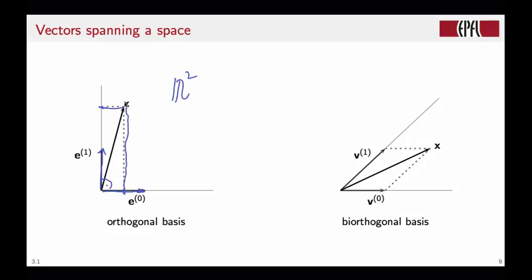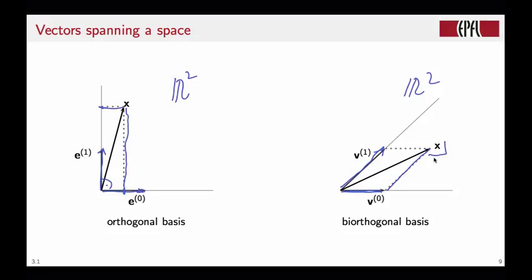Okay? A more general basis, still in R2, is a biorthogonal basis. So we have a vector v0, a vector v1. These two basis vectors span R2, but they are not orthogonal to each other. But we can obviously write any vector x as a linear combination of v0 here plus v1. That gives us x. Okay?